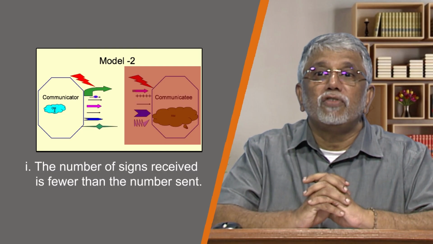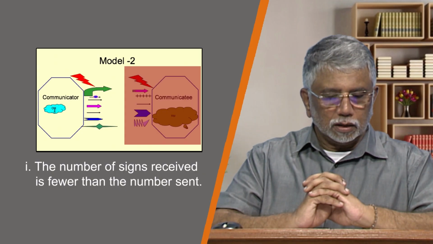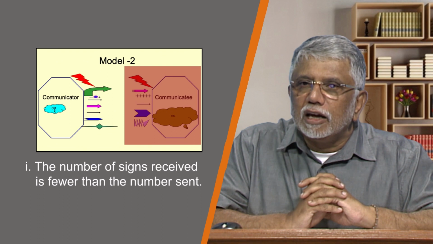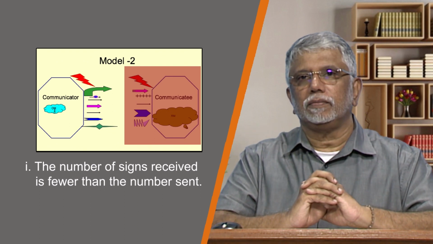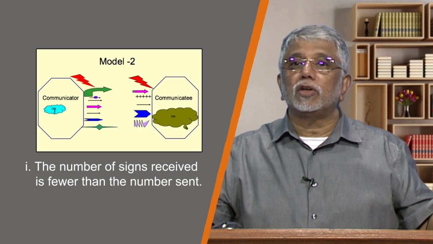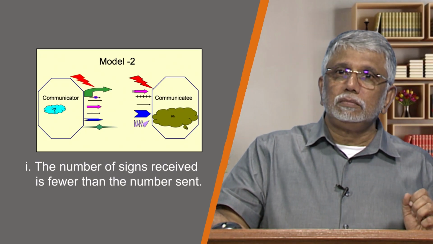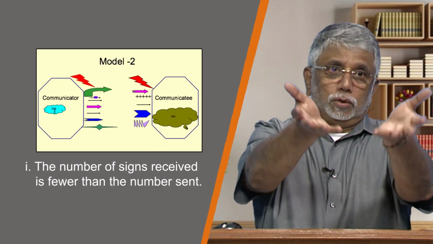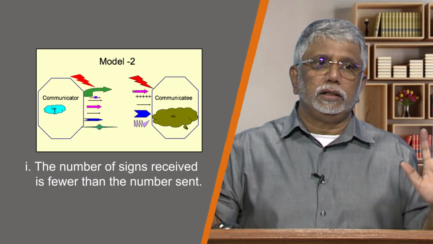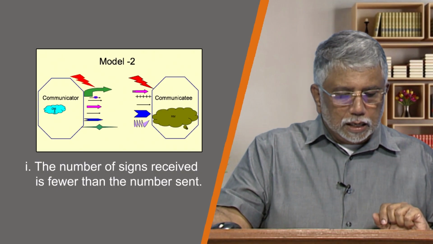There is obviously a reduction in the number of signs received by the communicatee. What could have happened to these signs then? Obviously, they were lost in transit, right. I sent out 8, you received only 6. Where did the other 2 go? We don't know, but they were lost, right?